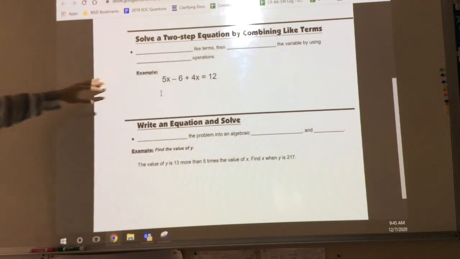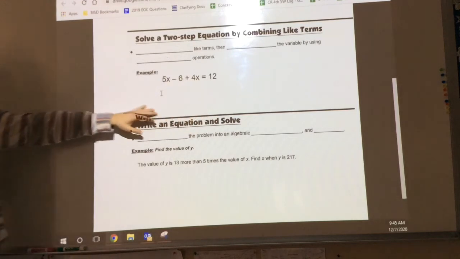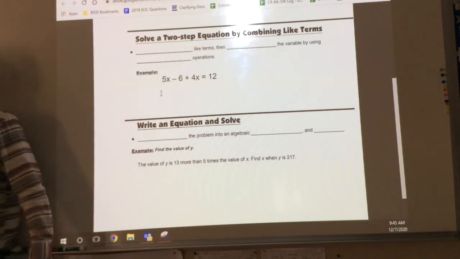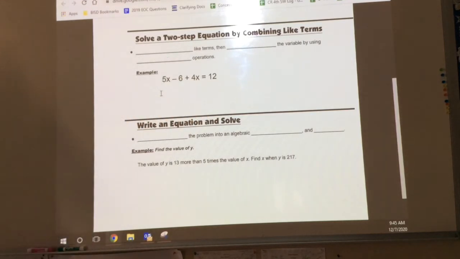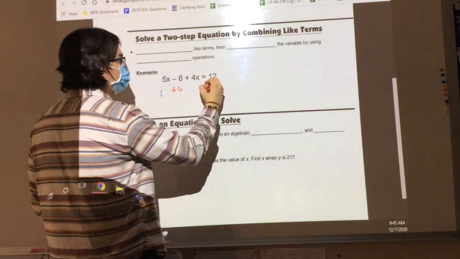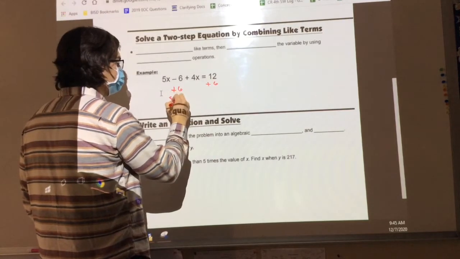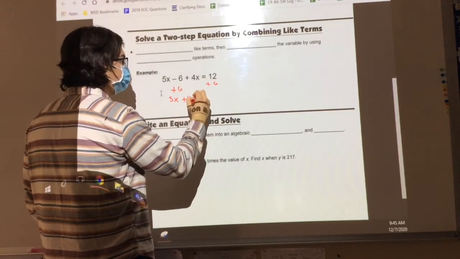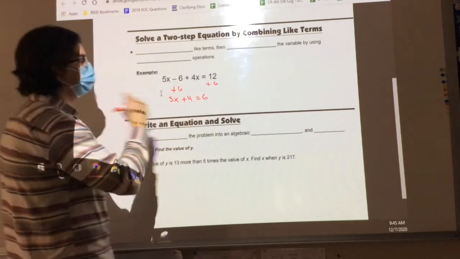Looking at this problem, I'm just curious, what do you think the first step to this problem is? Just a legit question. What do you think, Reed? Do plus 6. Plus 6. Are we all okay with that? So now I have 5x plus 4x equals 18.